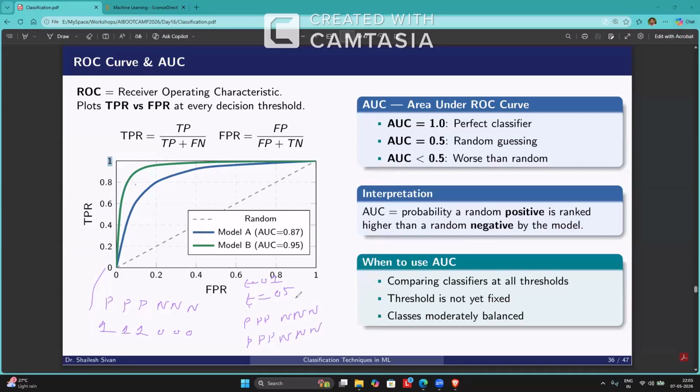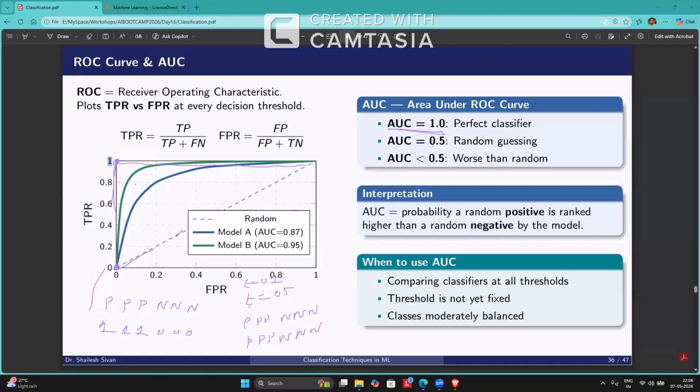Yes, because you are having 1, 1, 1 and 0, 0, 0 as the probabilities. That is a perfect classifier, right? For all thresholds, we get an FPR of 0 and TPR of 1. So you will get a rectangle kind of curve here. That says the AUC is 1. AUC is the probability that a random positive is ranked higher than a random negative by the model. So AUC 1 means a perfect classifier.